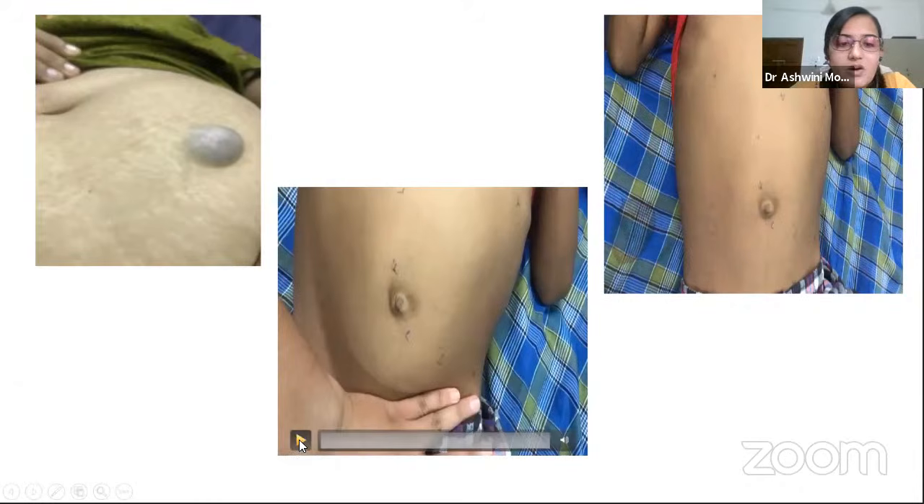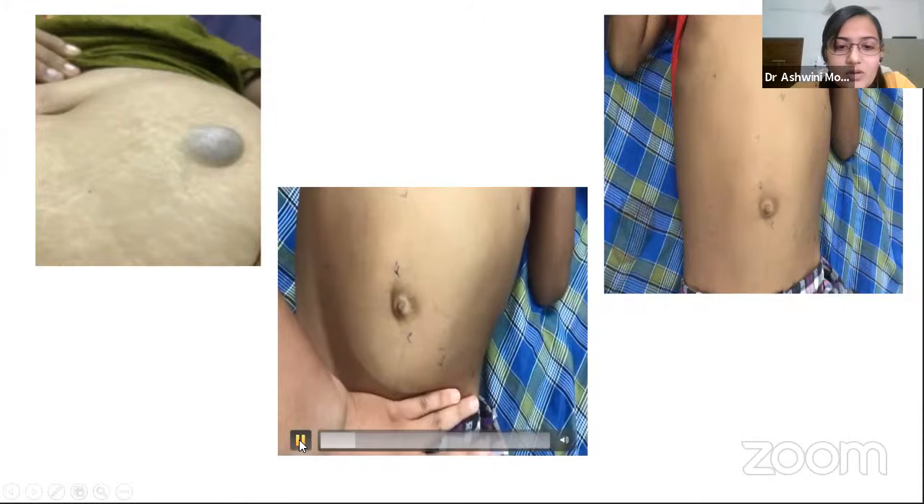And this is on inspection. We don't have to put the hand over the abdomen during the inspection, but just to make you see the movement with respiration, I have just put the hand. So don't think that you have to put the hand during inspection.